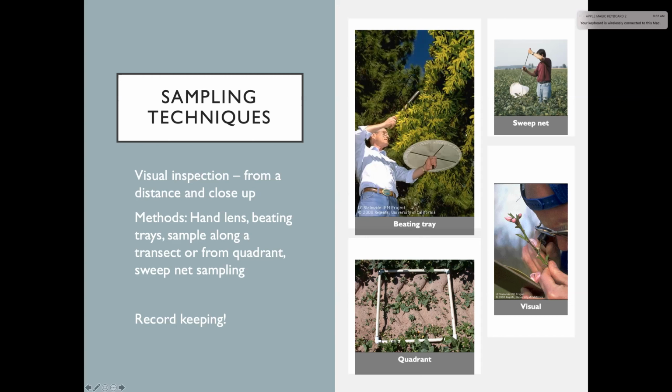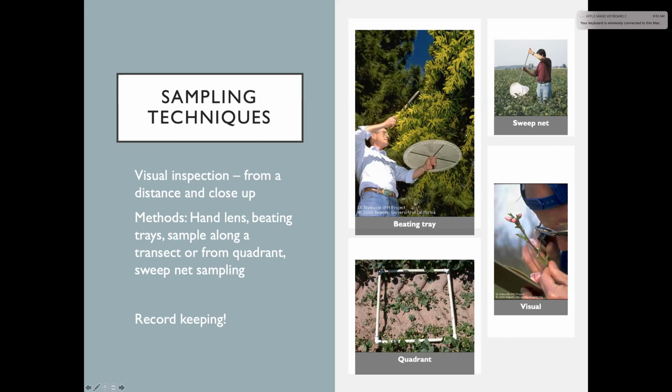For example, the method here is called a beating tray. This is just a flat surface that you would hold under a branch, and then you would use a stick to gently hit the branch, and any insects that are crawling around that tree would fall into the tray. You can do this at different areas of an orchard, and you can count what's fallen into that tray and get a good idea of what sort of insects are around your farm.